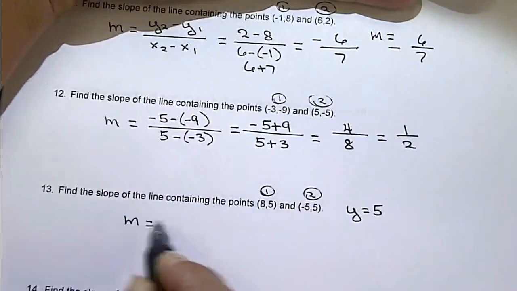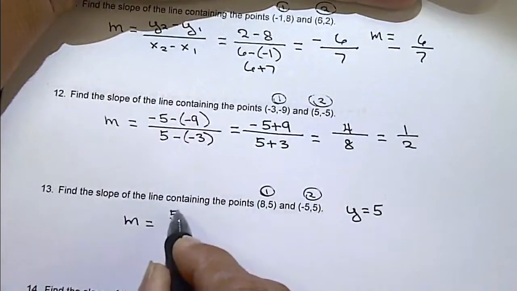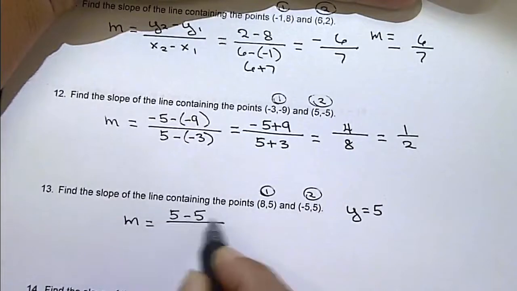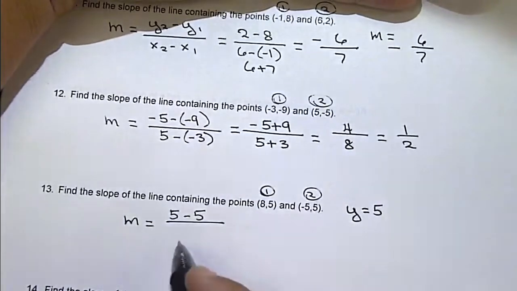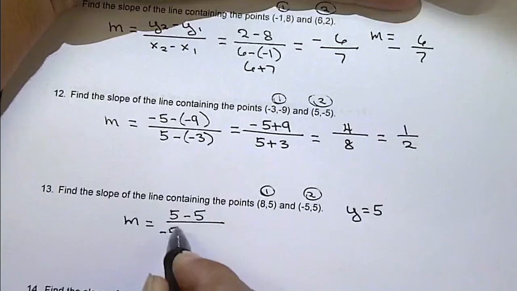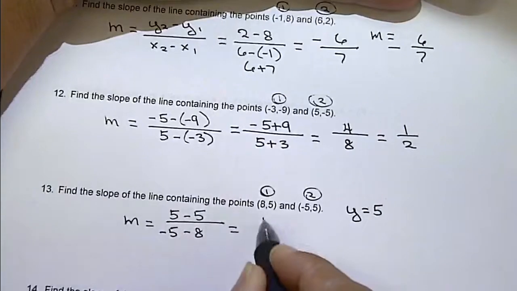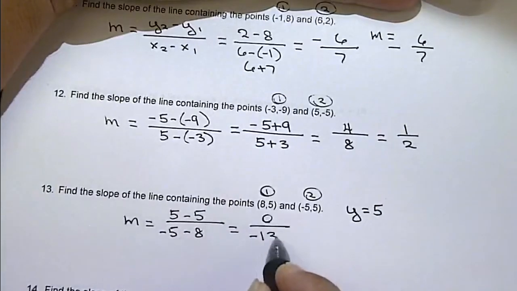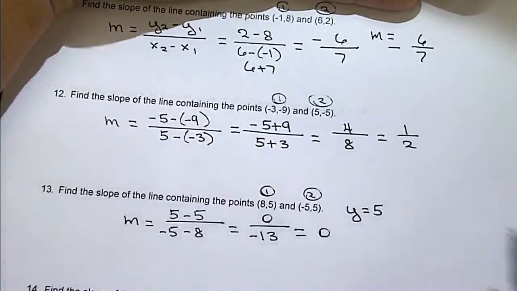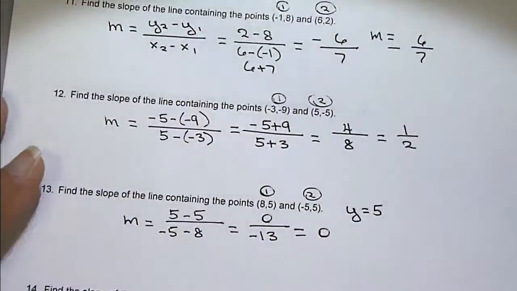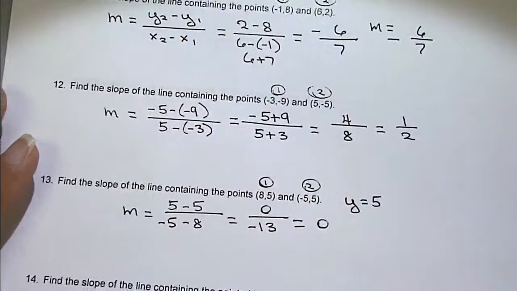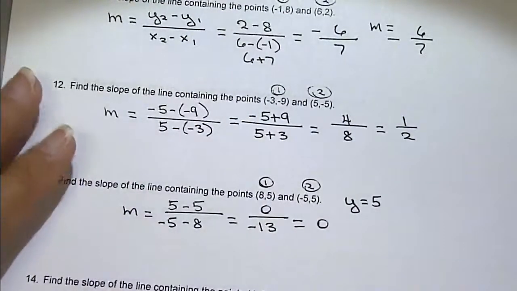M is equal to, and let's do the y's, 5 minus 5 over, and at this point it doesn't matter what the denominators are, does it? Negative 5 minus 8. It's going to be 0 over negative 13. It's going to be 0. That's my slope. But I knew that because both of the y-coordinates were the same. And you can know that too. You just have to kind of look at the problem.